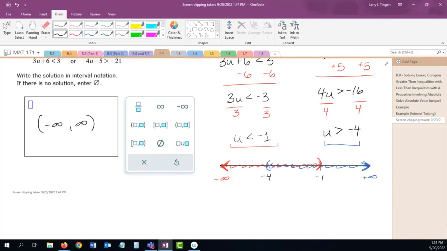The other funky one that you can get is a case where you have an "and," but the two intervals don't overlap at all. When that happens, that is when this comes into play. That's the empty set. I mentioned it in passing, I think right there at the end of class last time. So you can click that and put that in as your answer.